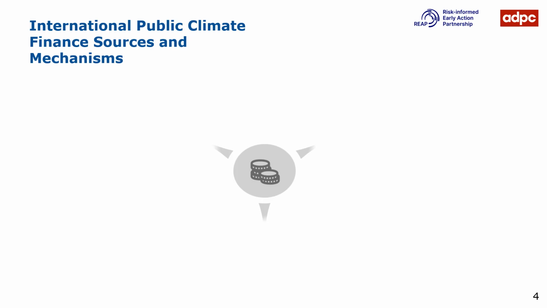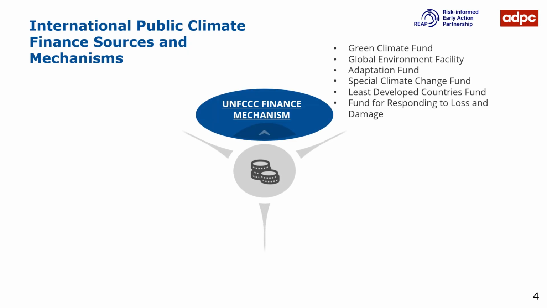This slide presents a simplified map of international public climate finance sources and mechanisms. The landscape is grouped into 3 broad areas: UNFCCC finance mechanisms, non-UNFCCC finance mechanisms, and bilateral country funds. UNFCCC-linked mechanisms include the Green Climate Fund, Global Environment Facility, Adaptation Fund, Special Climate Change Fund, Least Developed Countries Fund, and the Fund for Responding to Loss and Damage.